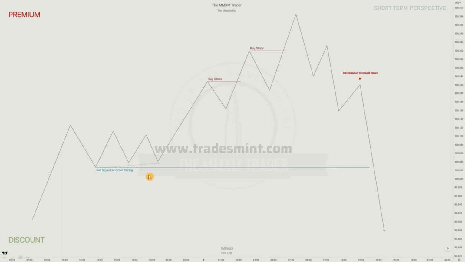So we have a basket or a liquidity pool of sell stops down here for order pairing, and then we have those buy stops raided over here, and then we were reversing before the news event. So we already liquidated those buy stops before that news event, right? So highly likely we're gonna see a continuation lower, one-sided. So this is again scenario one, continuation, because we already have liquidity taken prior to that news event.